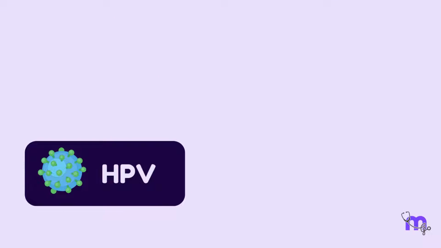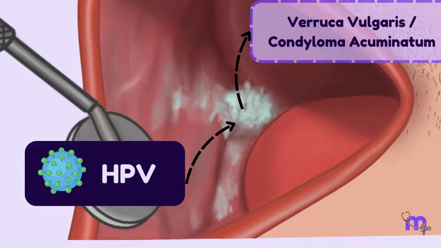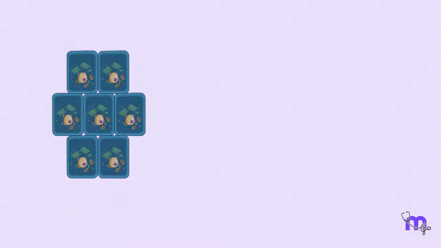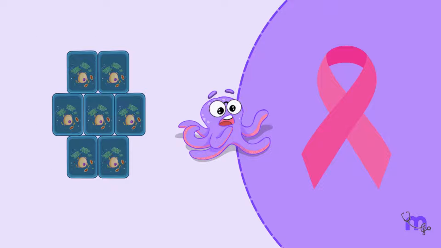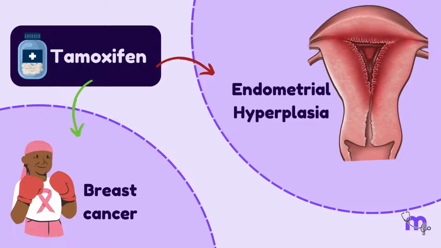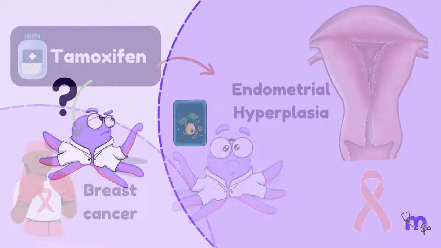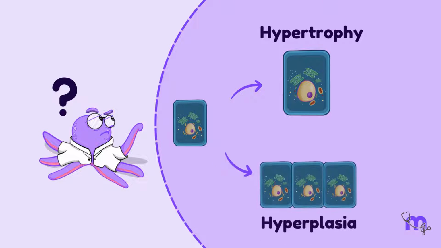The human papillomavirus can cause hyperplastic warty lesions in the skin and oral mucosa called verruca vulgaris or condyloma acuminatum. This kind of adaptation can unfortunately also provide fertile soil for the development of cancer. Tamoxifen is a drug used to treat breast cancer. It can cause endometrial hyperplasia, which is a risk factor for endometrial cancer. Ironic, right?